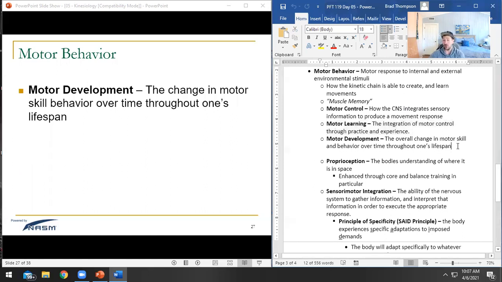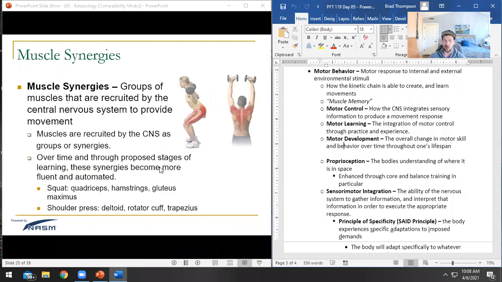So we want to continue getting better at moving the way we're supposed to. We want to get better at that over the course of our entire life, right? We are trying to develop those motor skills consistently throughout your lifespan. I want to continue studying how I'm supposed to squat properly for the rest of my life, you know? And so motor control is going to change over time. You're going to learn how to do those new movements, and it's going to produce an overall change in your development.